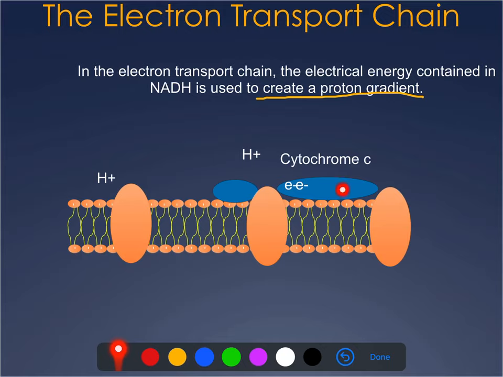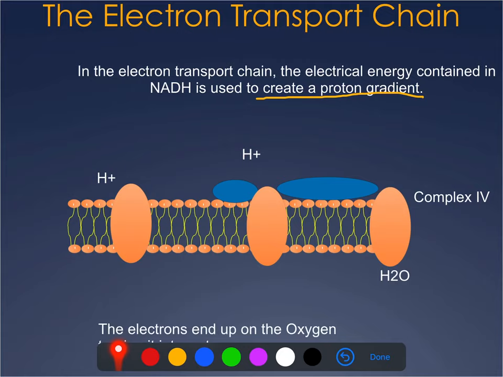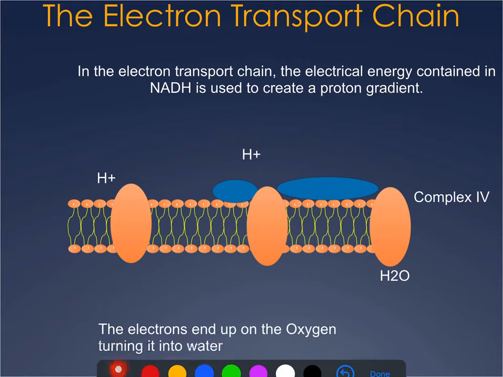The electrons are going to move through cytochrome C to complex 4, where they're going to go through complex 4, back to the other side, and this is finally where we're going to get oxygen involved. So here we have O2. O2 is going to pick up those electrons, and we know that oxygen is an electron sponge. It's going to carry those electrons away. When it does so, in order to become H2O, it's going to need to pick up 2 protons and become water.